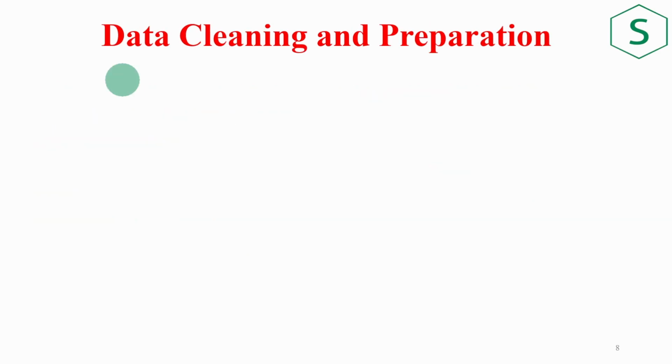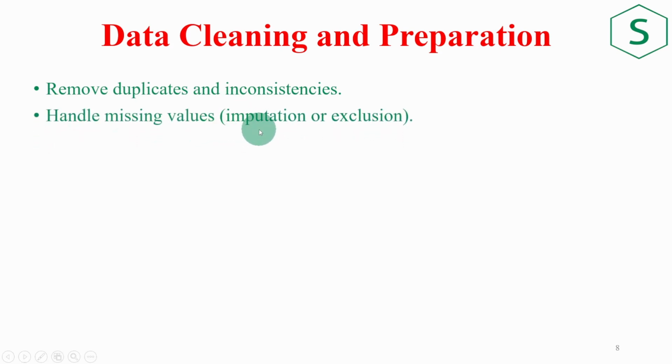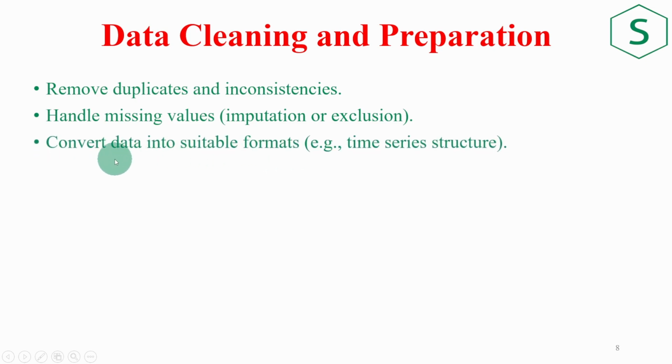We know that data do not usually come in a structure compatible with our analysis. We need to do some cleaning and preparation. We need to remove duplicates and inconsistencies in some cases. We need to know how to handle the missing values through imputation or exclusion. We also need to convert the data into suitable formats, for example, to time series structure or to panel structure. In some cases, we need to normalize or scale the variables if necessary.